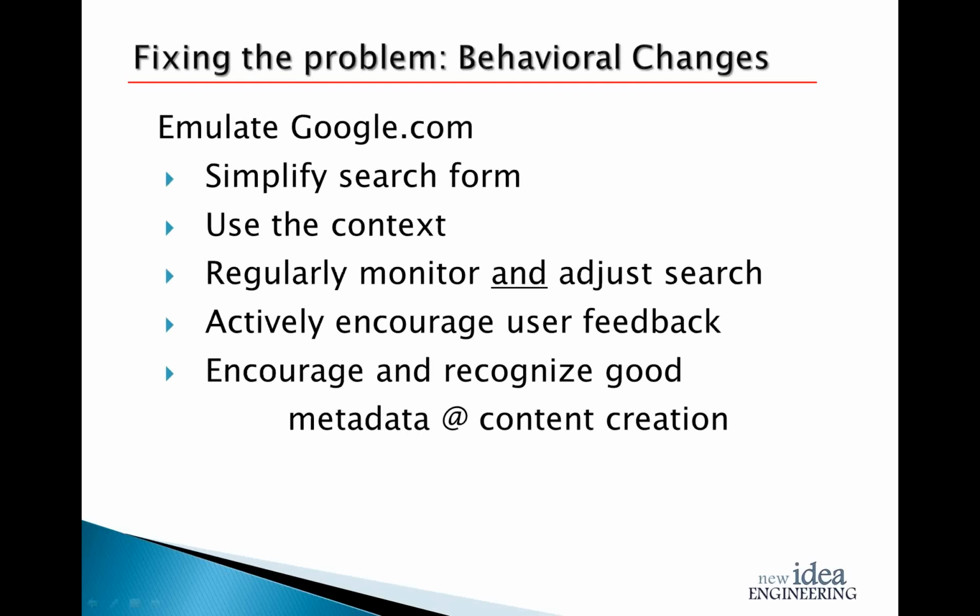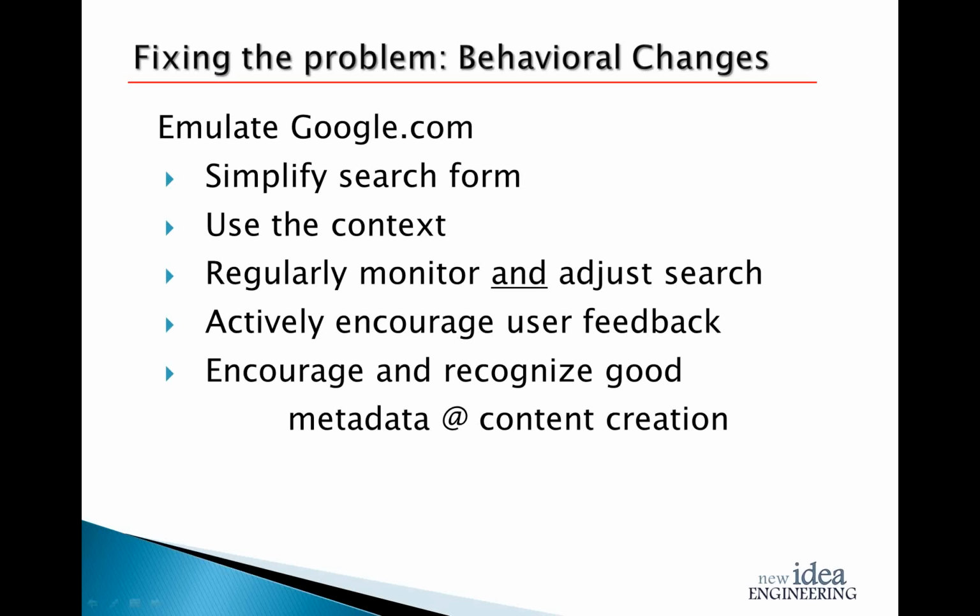So there's a couple of ways to fix the problem. One is through behavioral changes. That is, you're going to change some of the things that you do. One of the things that's easy is to emulate the public Google search engine. What's that? You've got a simple search form. It's clear, simple, obvious what to do. You'll use the context. This is a little more complicated. We talked about this in a webinar a couple of months ago on taking advantage of all the context you've got. That's things about the user, things about the query, things about the repositories. This is essentially static metadata that you've got loaded and dynamic metadata that you can figure out.